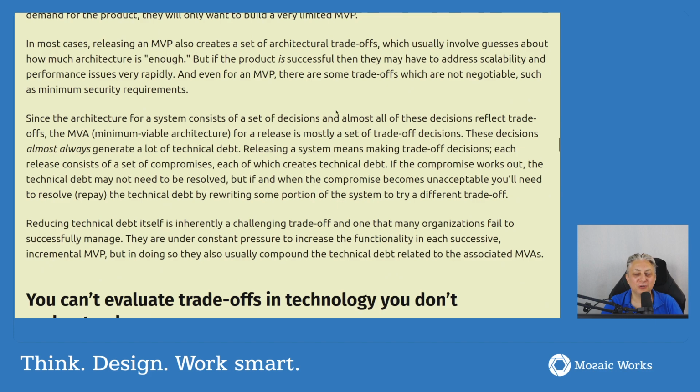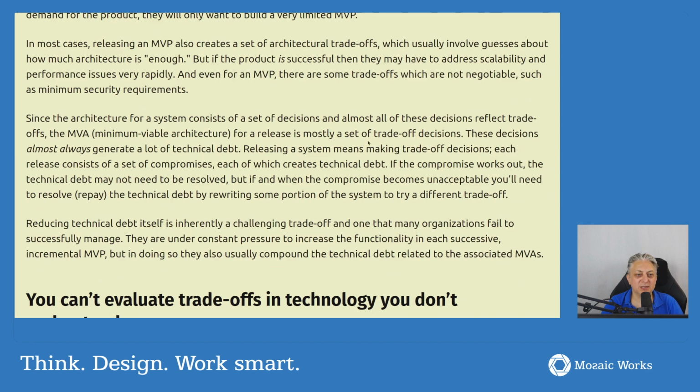I'm curious what your experience is. Do you define an MVP clearly and it's minimal, or do you often feel that you're building what managers ask?